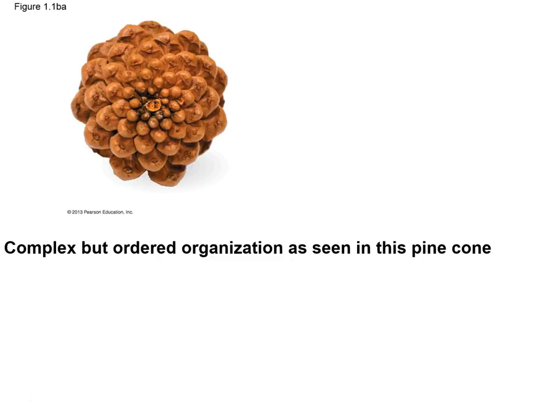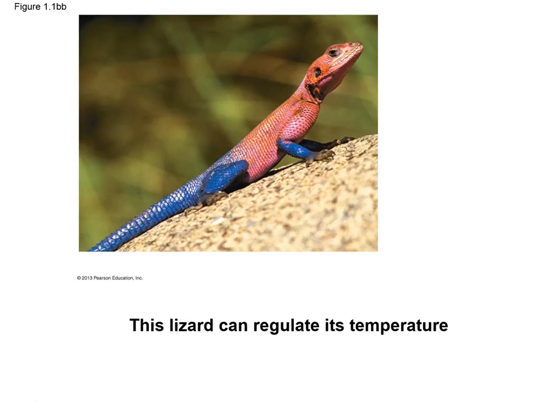The first, which is order, is seen here with the little pine cone, and you can see that the pine cone shows you order in that the little scales are ordered in a very symmetrical arrangement, spiraling around the pine cone. This is a complex structure, but still it has order.